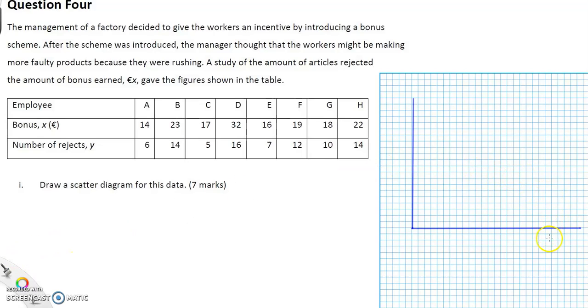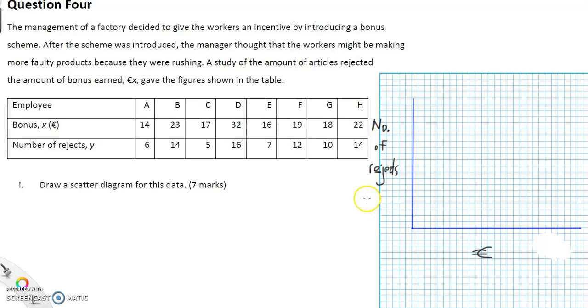Now our x-axis is here, right? As suggested in the question, to put the euros on the bottom, on the x-axis. So this is going to be euros. We can just call it euros there. On the y-axis then we have the number of rejects. So a suitable label there would be NO for number of rejects. Alright, that's a bit rough, but anyway, you get the idea.